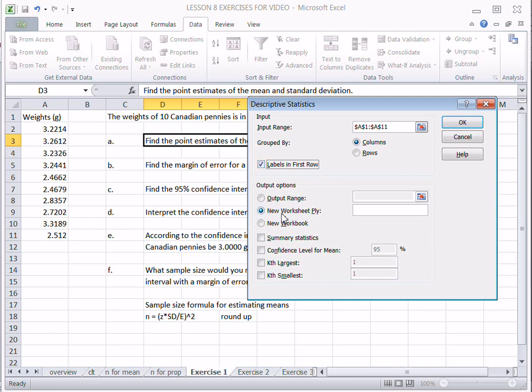I am going to put my output in a new worksheet, and I'm going to label it Sum Stats 1 since it's for our first problem. I need to check Summary Statistics, so the output will include all the summary statistics, including the sample mean and sample standard deviation. I'm also going to check Confidence Level for Mean because that will give me the margin of error, and I want a 95% confidence interval, so if I enter the confidence level 95%, it'll give me the margin of error for a 95% confidence interval. So now we click OK.